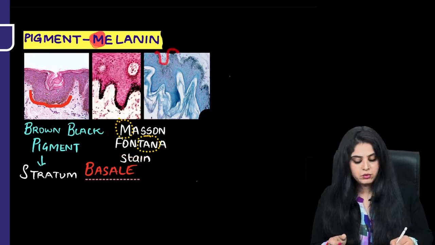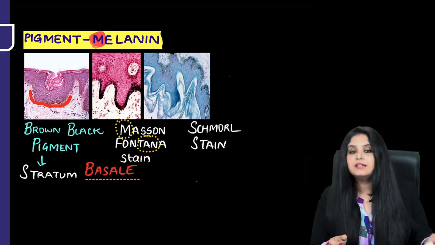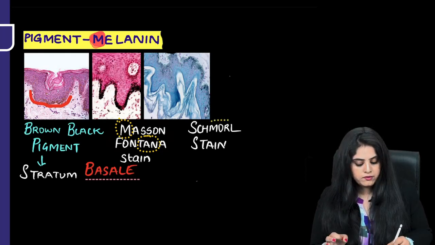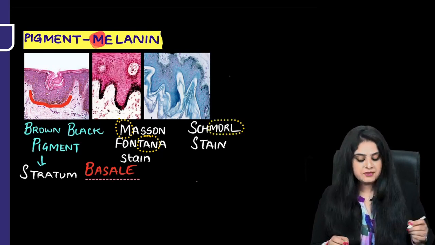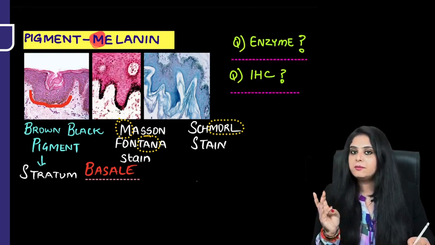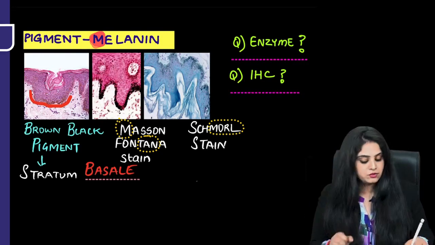And then I can see one bluish color stain. This bluish color stain is the Schmorl stain. What did I say? Schmorl stain, because again, "mol" will also remind me of melanin only. Finally, if they ask you two questions, can you fill in the blank? Which is the best enzyme for melanin? Which is the best immunohistochemistry for melanin?